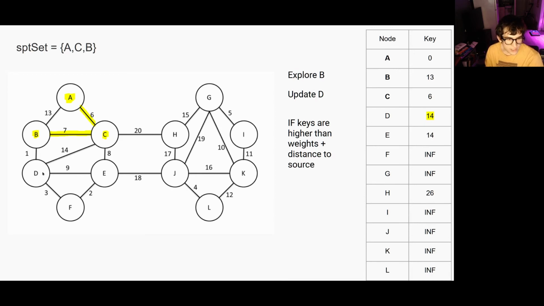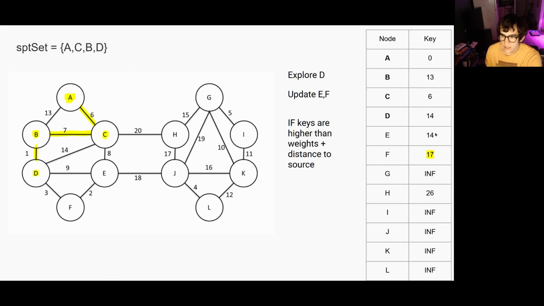Now, if we consider the neighbors of D, distance to D is 14, and the distance to F is 3, so then we'd update F to 17. And then 9, which is the weight from D to E, 9 plus 14 would be 23, which certainly is not less than 14, so we're not going to update E, which we can see in this next slide.